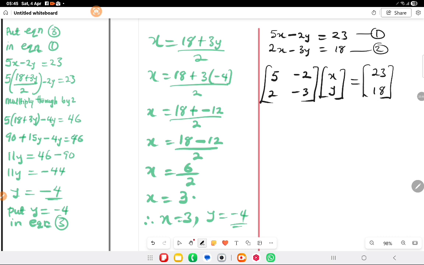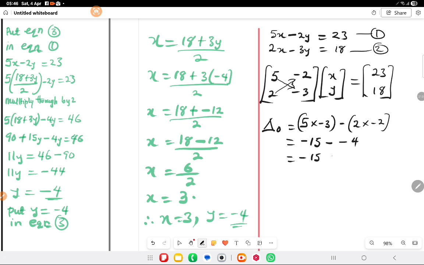Then we have to find the determinant, delta. If we take the determinant of this matrix, it means multiplying diagonally. 5 times minus 3, minus 2 times minus 2. 5 times minus 3 gives us minus 15, minus minus 4, which finally gives us minus 15 plus 4, which is equal to minus 11.